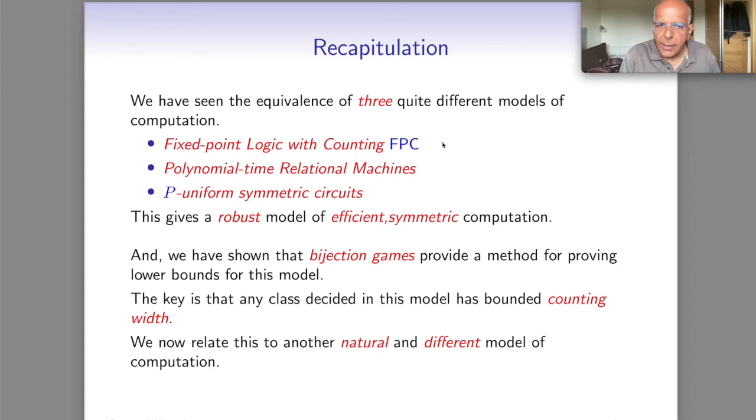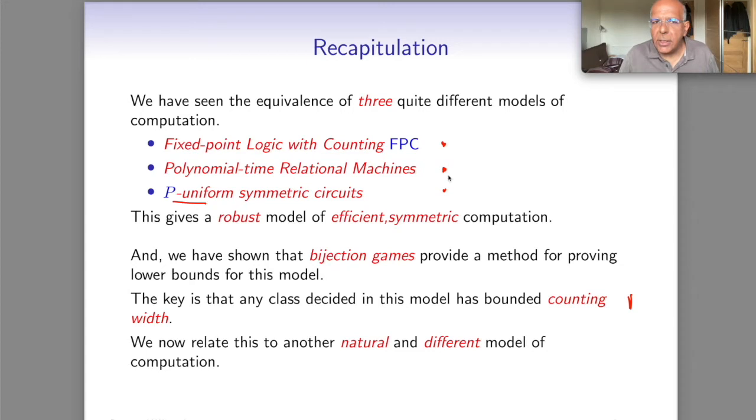For each of these, there is, if you will, okay, this was P-uniform symmetric circuits. We could replace P-uniform by just saying polynomial size, and we get to a sort of non-uniform circuit model, which, as we said, can express even undecidable properties, but this still has the property that everything expressible has bounded counting width. FPC has a corresponding non-uniform version as well. It's the infinitary logic with counting. We haven't really looked at that closely in this course, but that's sort of the non-uniform version.